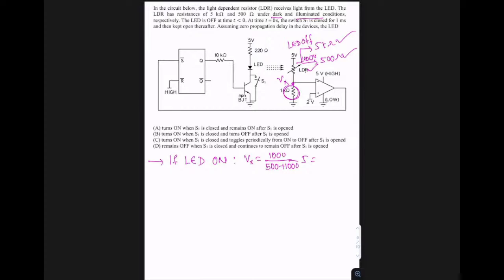Okay. Similarly, if LED is off, then your Vx will be how much? 1000 divided by 5 kilo ohm is given, right? So 5000 plus 1000, into 5. So how much is coming? Let me know.